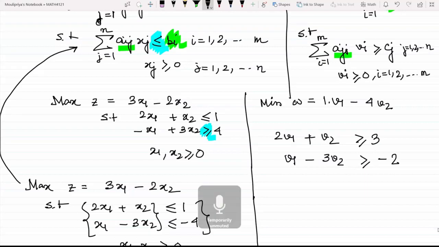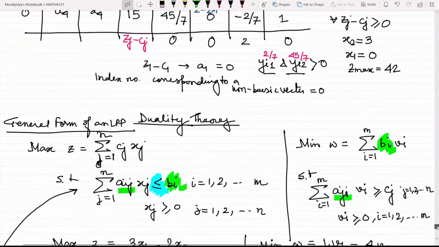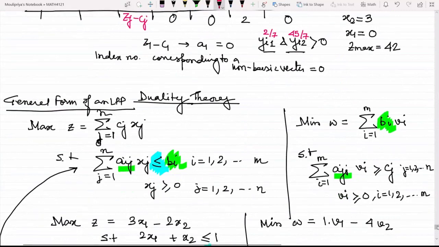Am I correct with this? And v1, v2 would be greater than equal to 0. Are we okay with this simple transformation of the given problem to its dual? Am I okay with this? The original problem is generally known as primal, and what it is converted to is known as its dual.